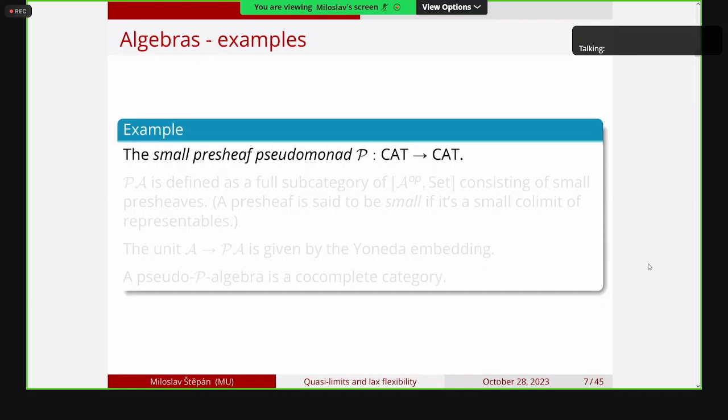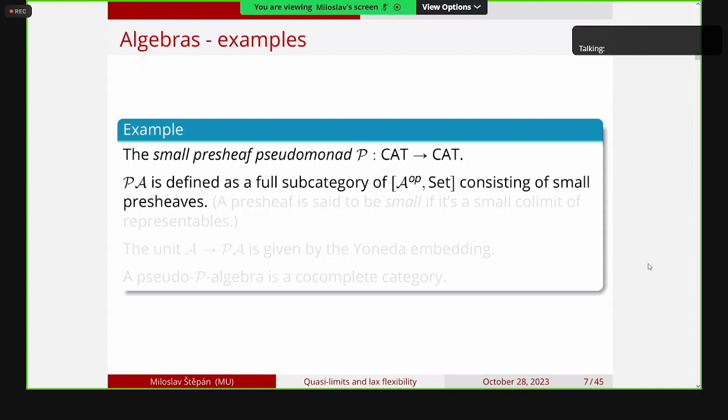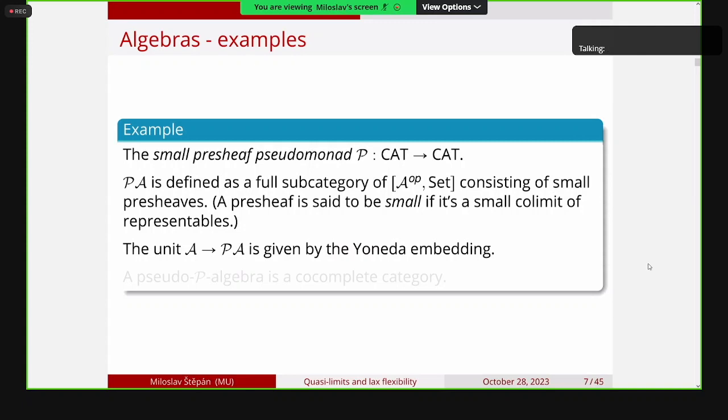The other key player is the small presheaf pseudomonad. This is actually a pseudomonad, but that's a detail that won't be important. How is it defined? It sends a locally small category to a full subcategory of the presheaf category consisting of small presheaves. A presheaf is said to be small if it's a small colimit of representables. The unit of this pseudomonad is given by the Yoneda embedding. I will not talk about the multiplication, but what's important is that a pseudo-algebra for this pseudomonad is a cocomplete category.